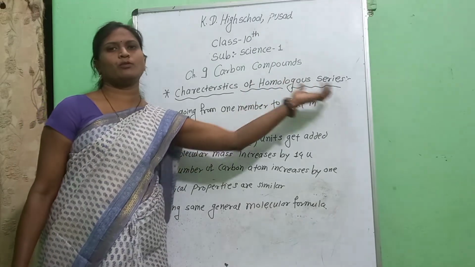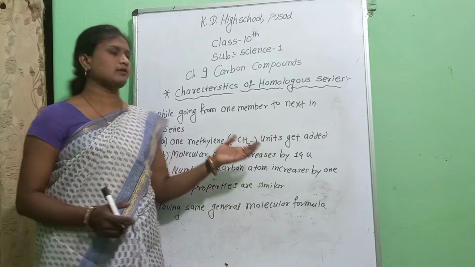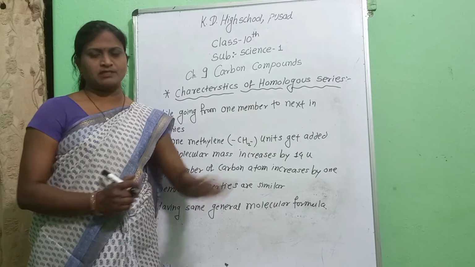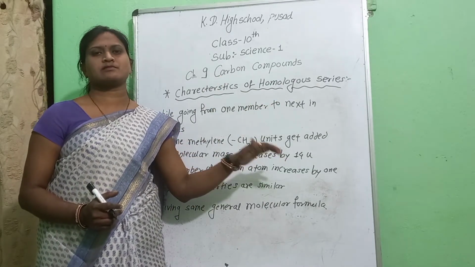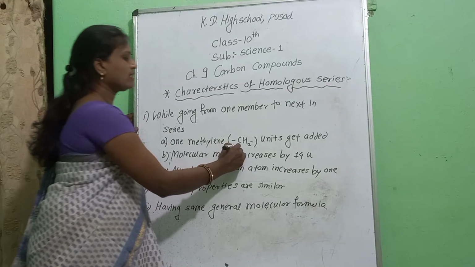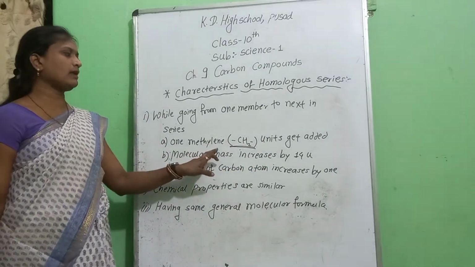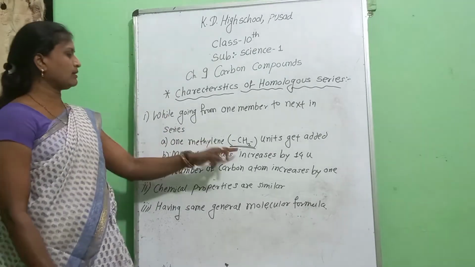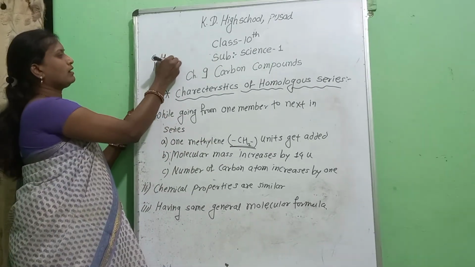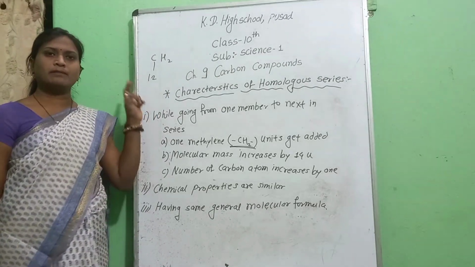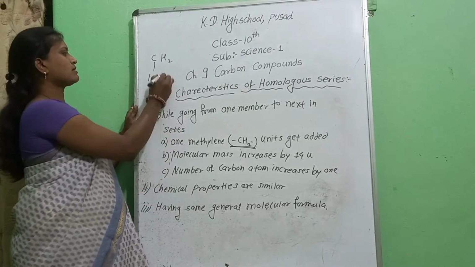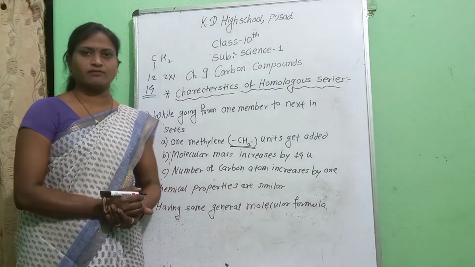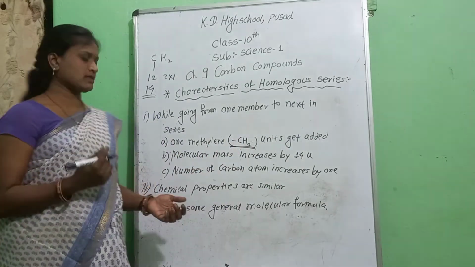As you have observed in the homologous series of alkanes and alkynes, while going from one member to the next, from the first member of the series to the next member, what is added every time? A CH2 group. That methylene unit is added every time. What is the molecular mass of methylene? Methylene contains 1 carbon and 2 hydrogen. The atomic mass of carbon is 12 and 2 hydrogen means 2 into 1, so every time 14 units of mass increase in the homologous series to the next member.